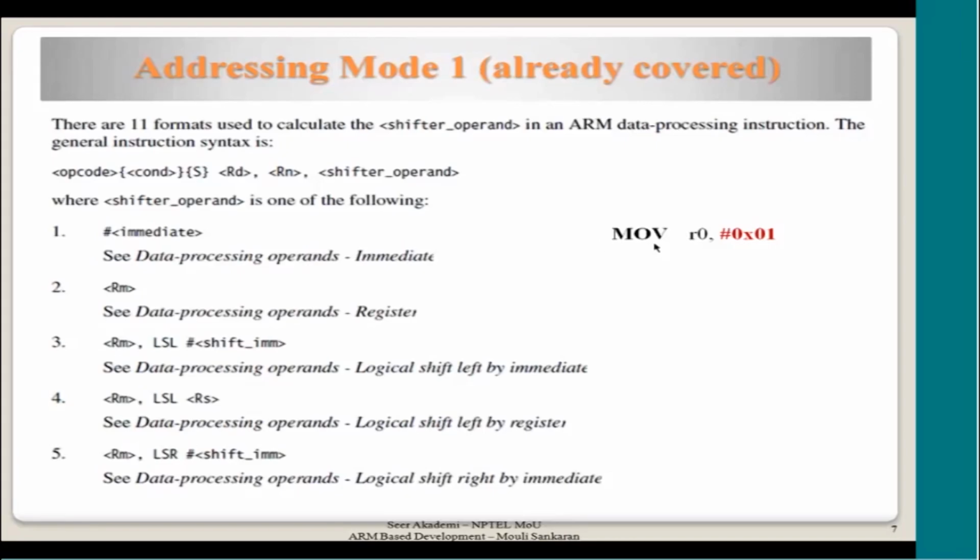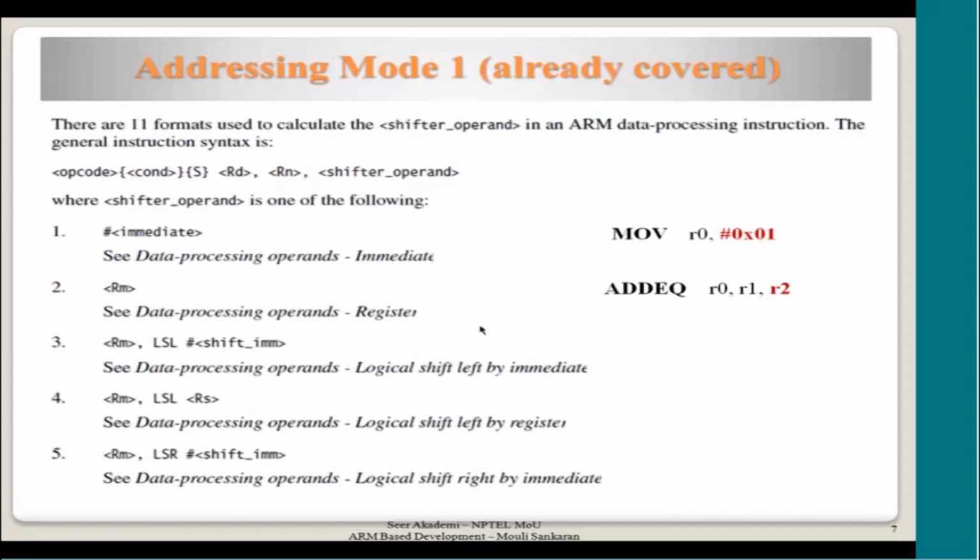If you recall, the move instruction is a single operand instruction, so there is only one operand and then one RD. This operand happens to be RM. Another single operand instruction is MVN. If you remember, we talked about that in the last class.